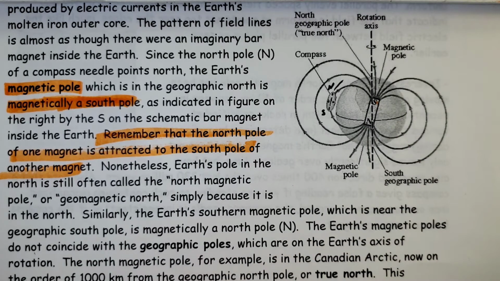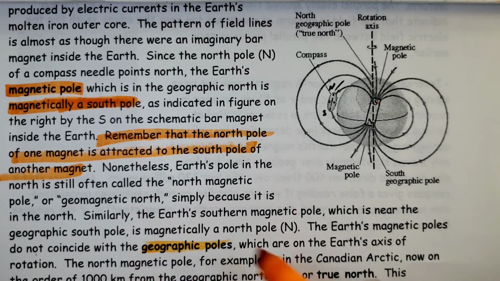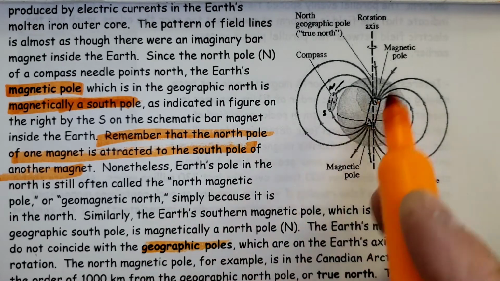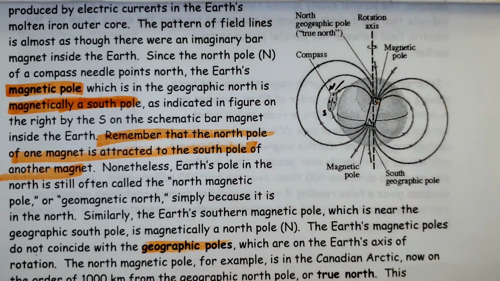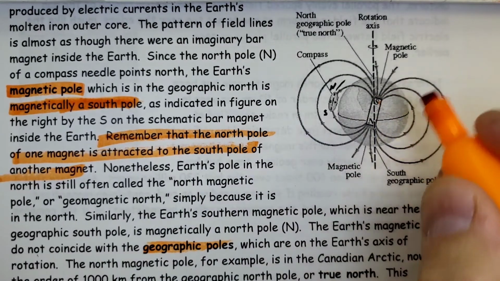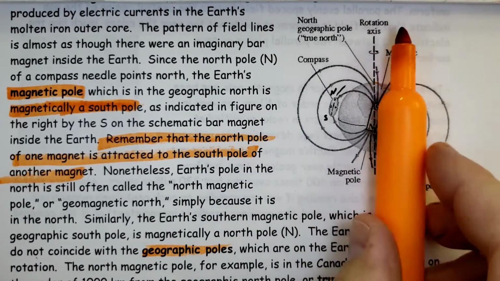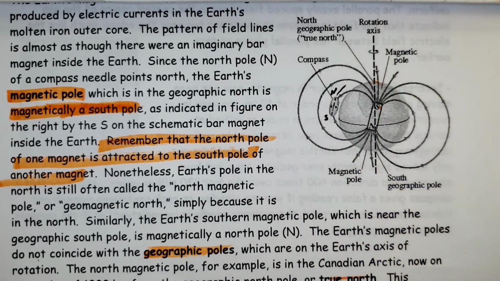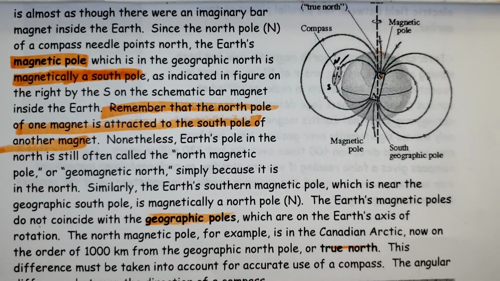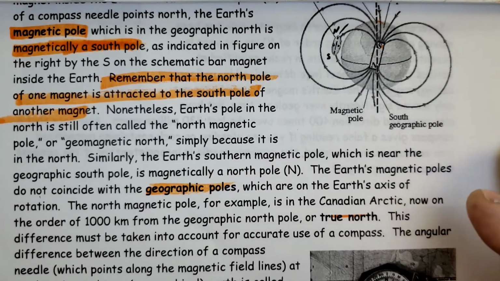The Earth's magnetic poles do not coincide with the geographic poles, which are the Earth's axis of rotation. The North Magnetic Pole, for example, is in the Canadian Arctic, which is 1,000 kilometers from true north. So you can see there's a deflection here, right? If this is the North Pole, it's slightly tilted. This difference must be taken into account for accurate use of a compass.